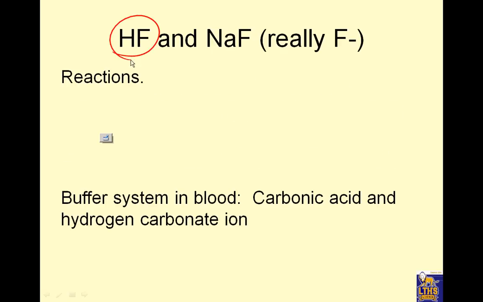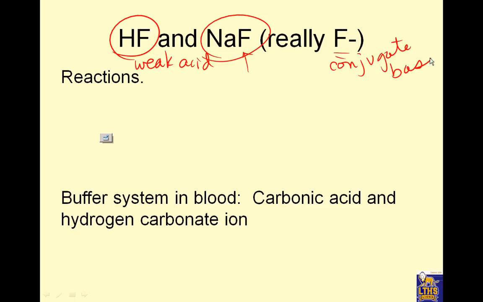Well, here's HF, acid or base? Acid, strong or weak? Weak. NaF, what is it? NaF is really a source of F minus. So this is a weak acid, and this is its conjugate base. They're all in the same container. So you've got HF, you've got some H plus and F minus because that's what an acid is, and then you've got some more F minus.